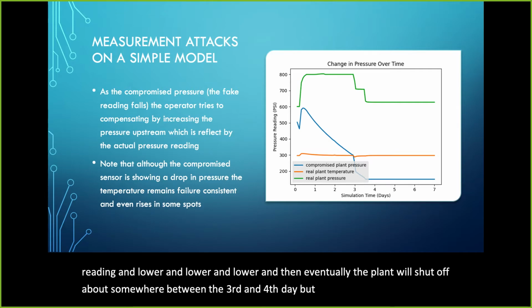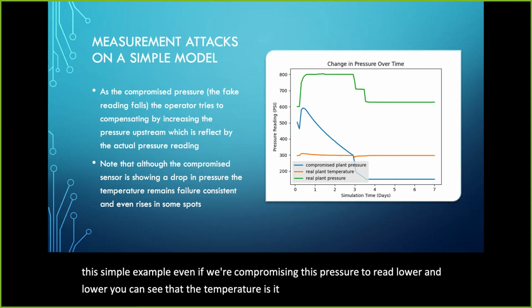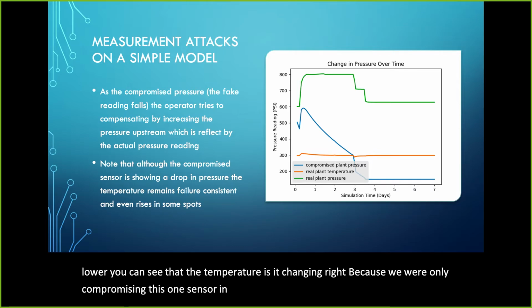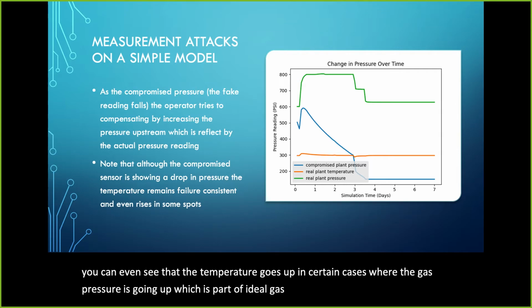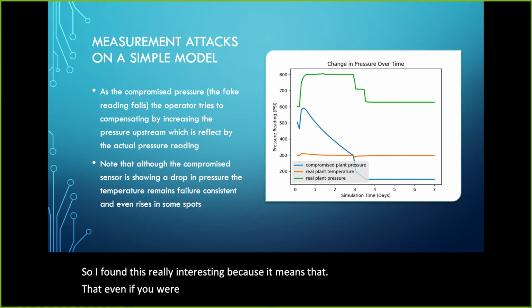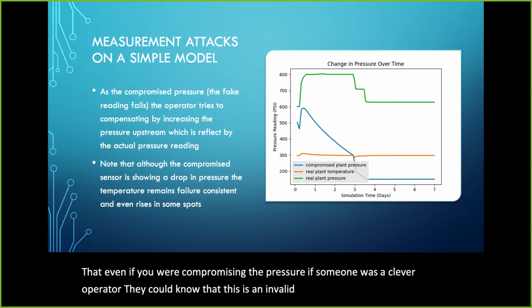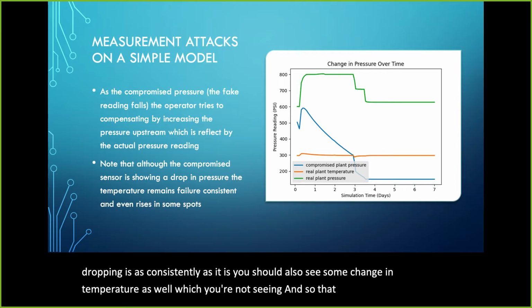But it's important to note that in this simple example, even if we're compromising this pressure to read lower and lower, you can see that the temperature isn't changing, right? Because we were only compromising this one sensor in the system. It's interesting that you can even see the temperature go up in certain cases where the gas pressure is going up, which is part of ideal gas laws. I find this really interesting because it means that even if you were compromising the pressure, a clever operator could know that this is an invalid situation, because if pressure is dropping as consistently as it is, you should also see some change in temperature, which you're not seeing. And so that could indicate a faulty sensor in the system.